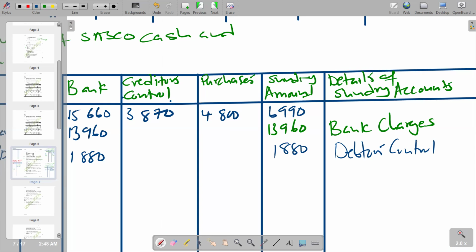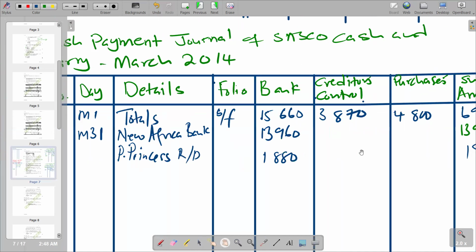And since we are rejecting it, we are now putting it under cash payment journal. In other cash payment journal, we don't have a column for debtors. That's why we are putting it here. So this is what we have, and then we go to the next one.